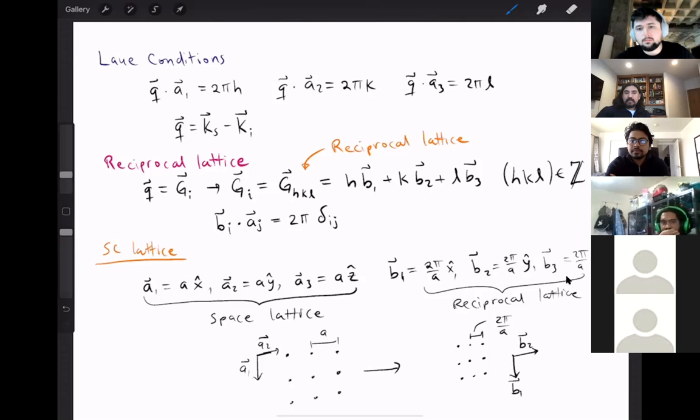So you have the same space. It didn't change anything. If you had a simple cubic in the real space lattice, you have a simple cubic in the reciprocal lattice space. It's the same lattice. Now it just tells you those points are the same, but they're separated by 2 pi over a instead of being separated by a.